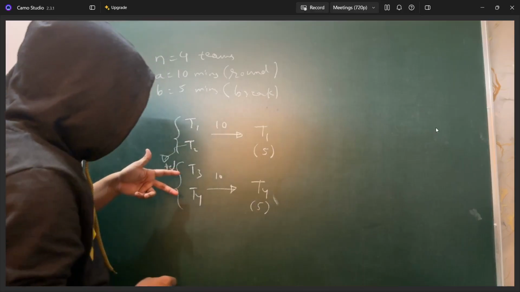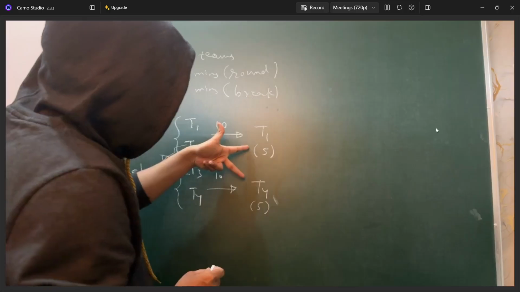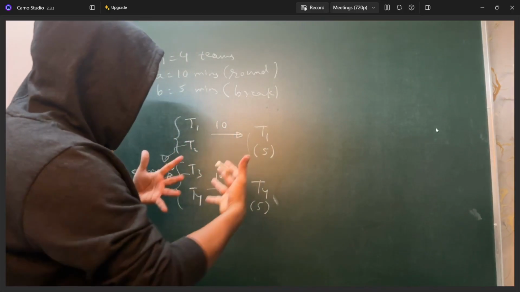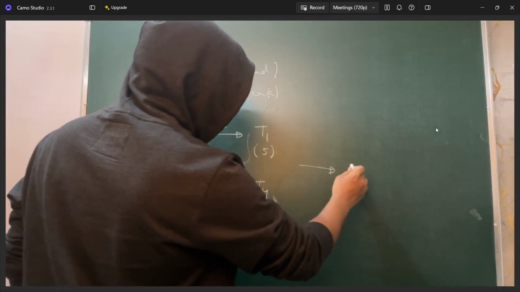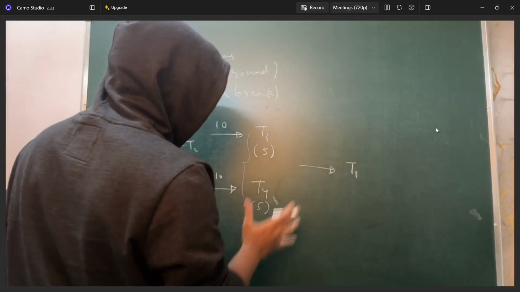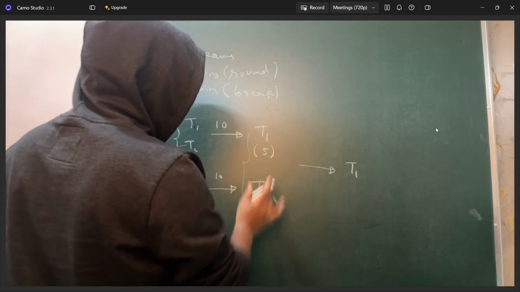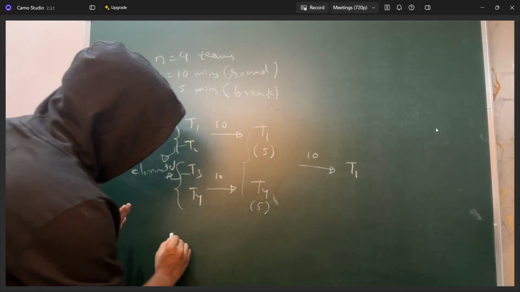And in the same way, T4 has won, so T3 will be eliminated. So we have right now 2 teams, and now these 2 teams will be competing with each other. Now let's say T1 has won the match. Once T1 has won the match, in order to compete, this will take again 10 minutes of time. So if you try to see, this is the timeline.